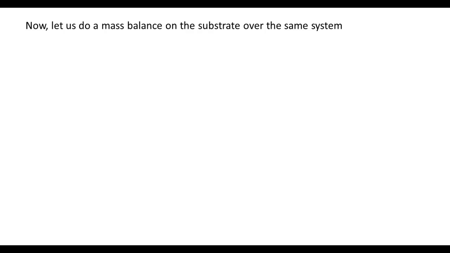We did total mass, we did cells. Now let us do a mass balance on the substrate over the same system. Same balance, the complete balance equation here. We are going to focus on the substrate. There is an input and an output of the substrate in these two streams. There is no generation of substrate. There, of course, is a consumption. And there is no accumulation because it is at steady state. All the time derivatives are 0.